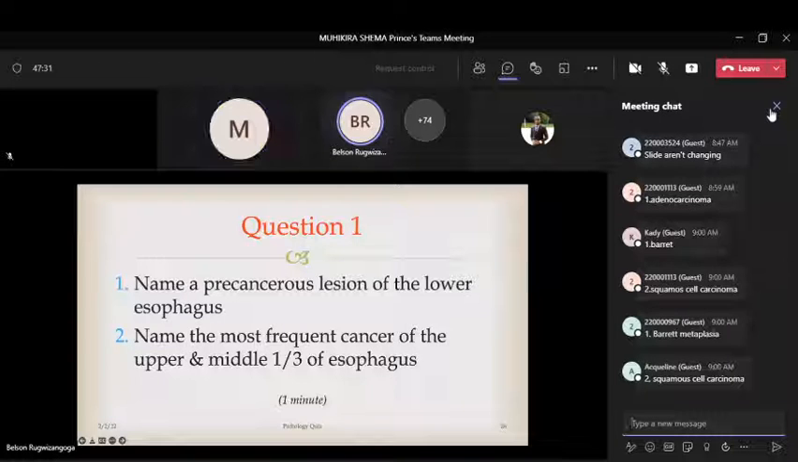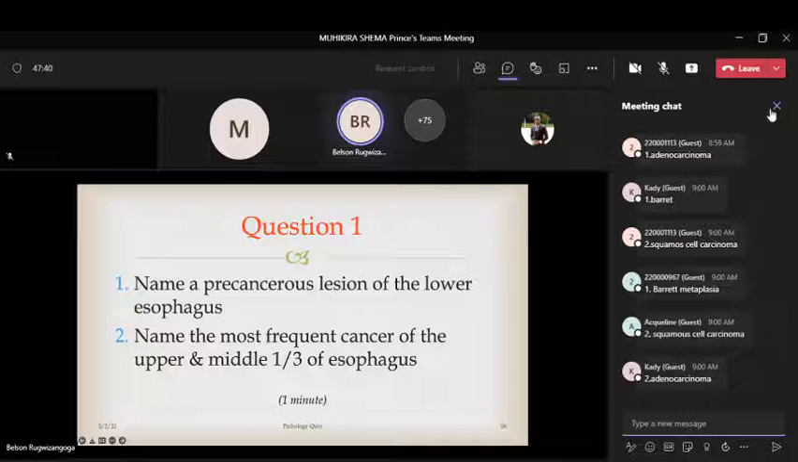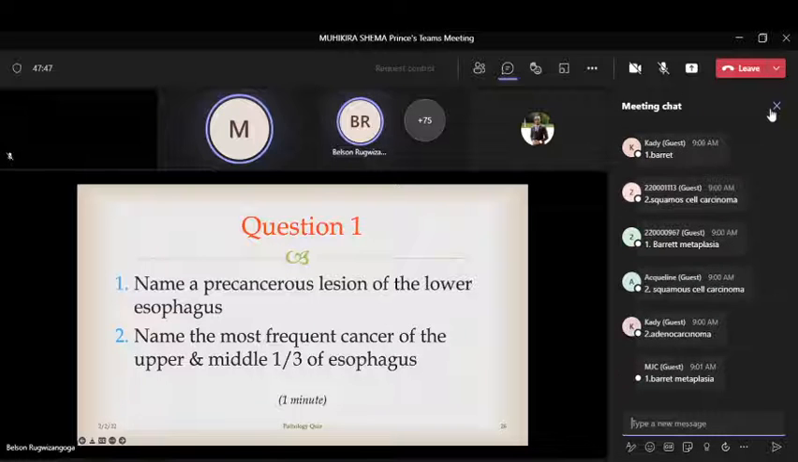Okay, so I saw someone that has typed. The precancerous lesion of the lower esophagus, as I said, is the intestinal metaplasia that we also call Barrett's esophagus or Barrett's disease. The most frequent cancer of the upper and the middle third of the esophagus is squamous cell carcinoma, while the most frequent cancer in the lower third will be adenocarcinoma. Okay, so we go on.